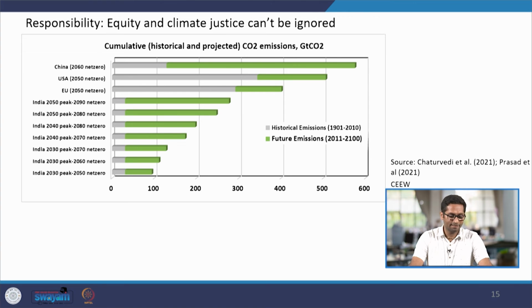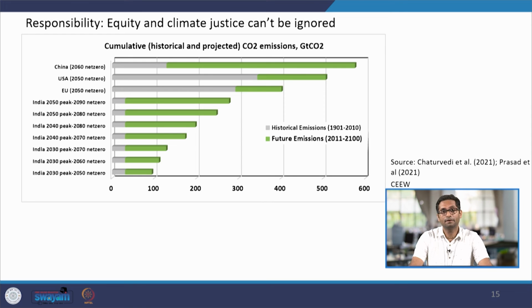The US and the EU have already achieved that. They have already achieved the maximum emissions in a particular year, and now year on year their emissions are tending to reduce. China is expected to achieve a peaking in around the 2030s, and that makes the trajectory quite smooth for them to achieve a net zero by 2060. Whereas in India, we are still not sure when we will peak.